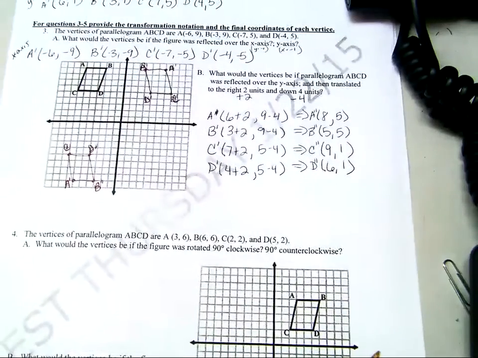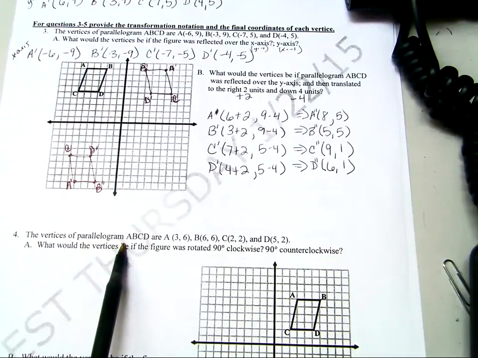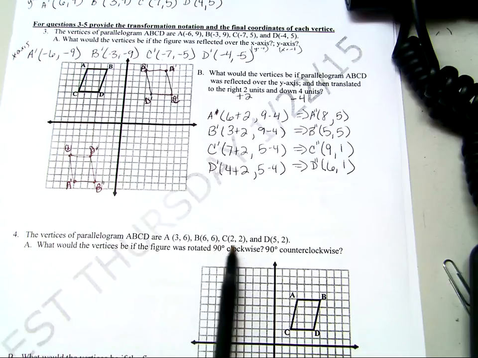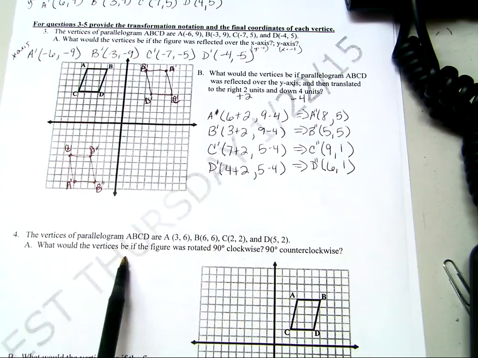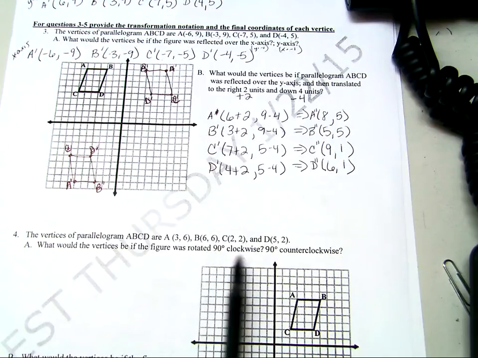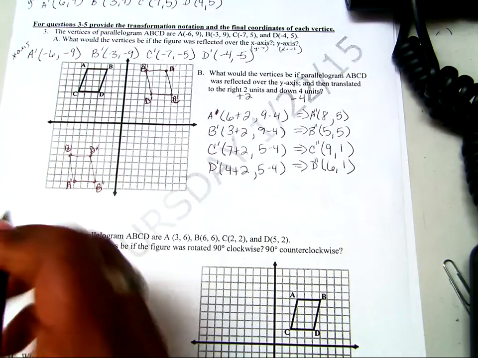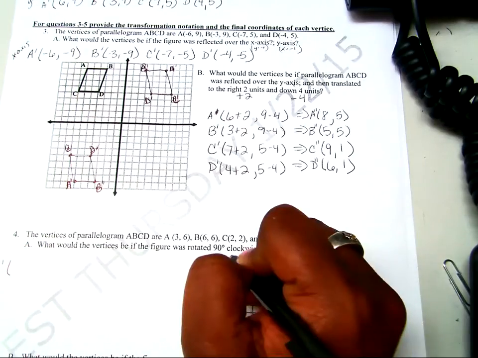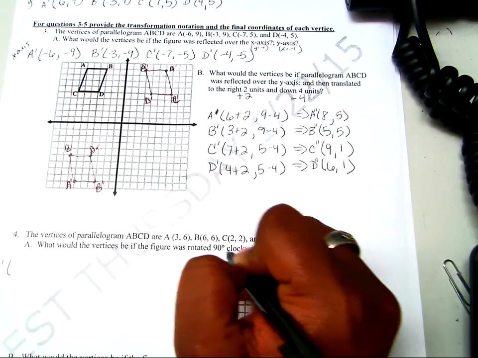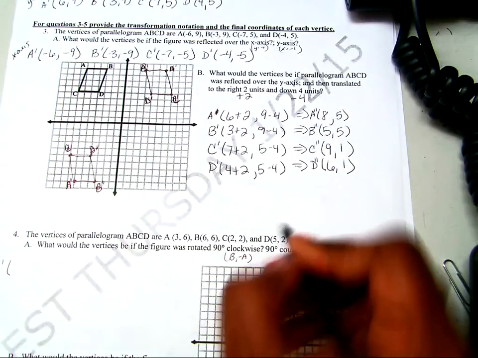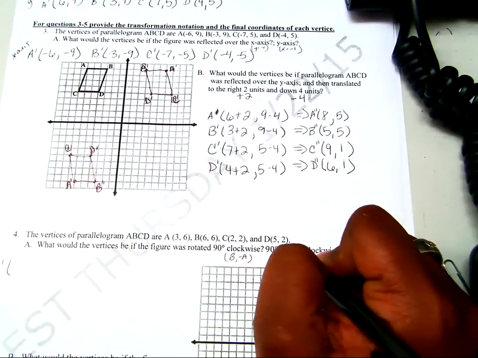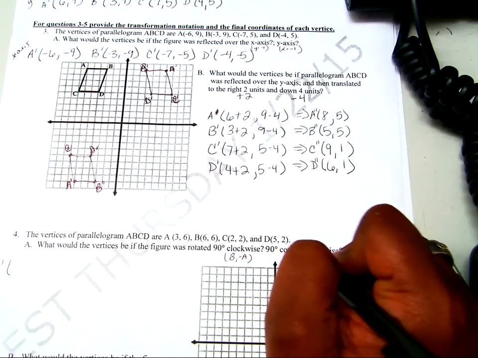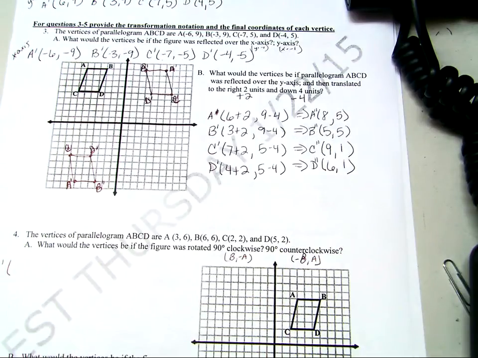This should be pretty simple. Vertices of parallelogram A, B, C, D are A, 3, 6, B, 6, 6, C, 2, 2, and D, 5, 2. What would the vertices be if the figure was rotated 90 degrees clockwise? All right? So, A prime, I know my rule for 90 degrees clockwise is B, comma, negative A. All right? And I know this one, for the next one they're going to ask me, is negative B, comma, A. All right? So, let's do this.